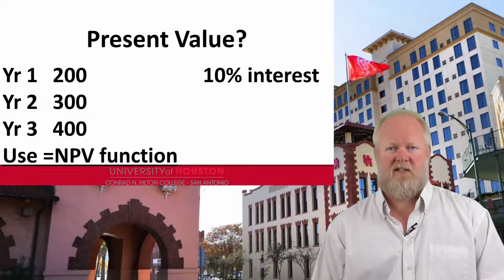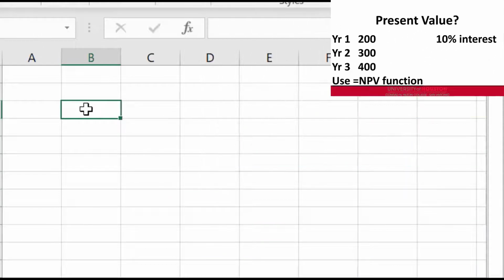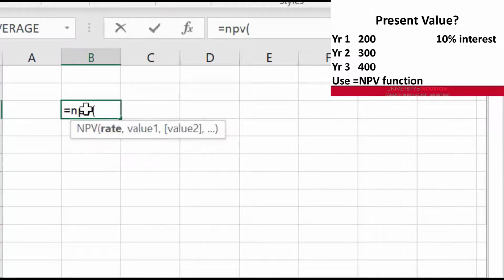Now that's a lot of work. Instead, what we're going to use is the equals NPV function. Here, let me show you how it's done. The way we use the equals NPV function is by hitting equals NPV. Then we open the parentheses. The first thing it asks for is the rate. In this case, it's 10%. Then it says value number 1. That's going to be the value after 1 year.